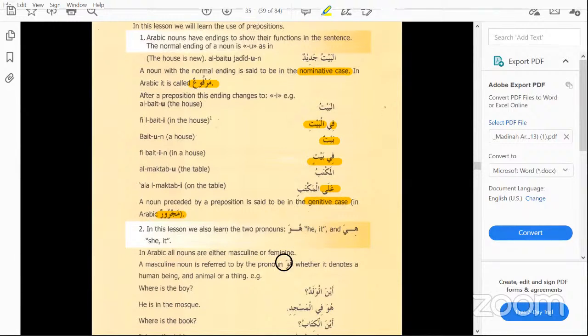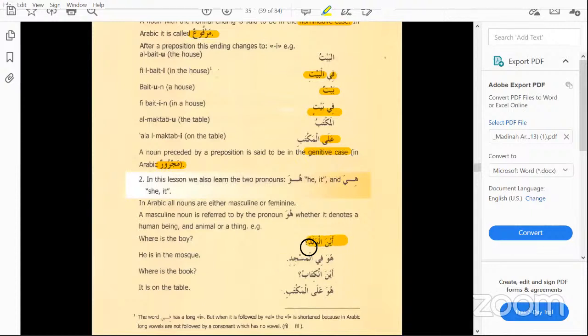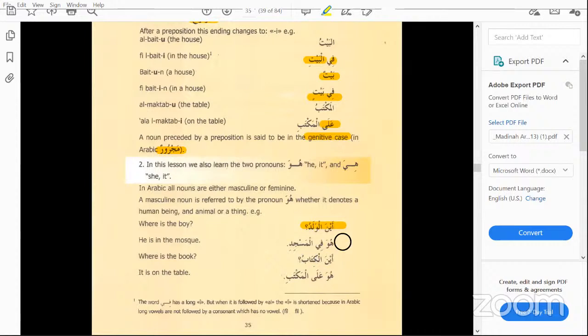Excellent. And then over here, we're asking the question, Ain al-waladu, where is the boy? Even in English, when you ask where is the boy, we don't say the boy is there. Instead we use the pronouns. So instead of al-waladu fil masjid, you can say huwa fil masjidi, meaning he. Every pronoun refers back to an individual. So huwa is referring back to the boy. But we can also say al-waladu fil masjid. That's correct as well.